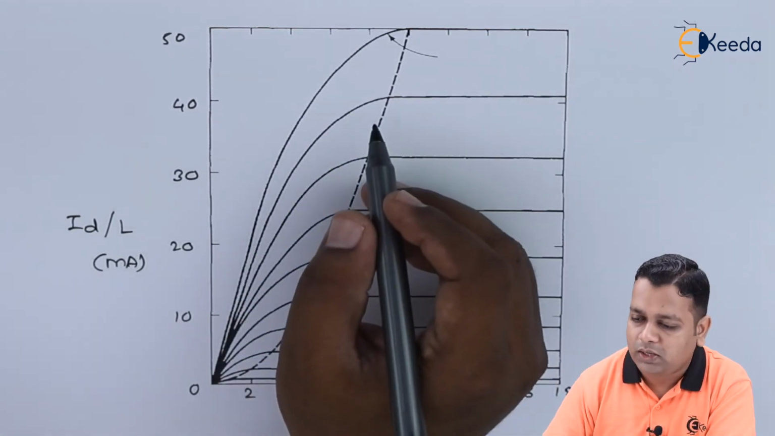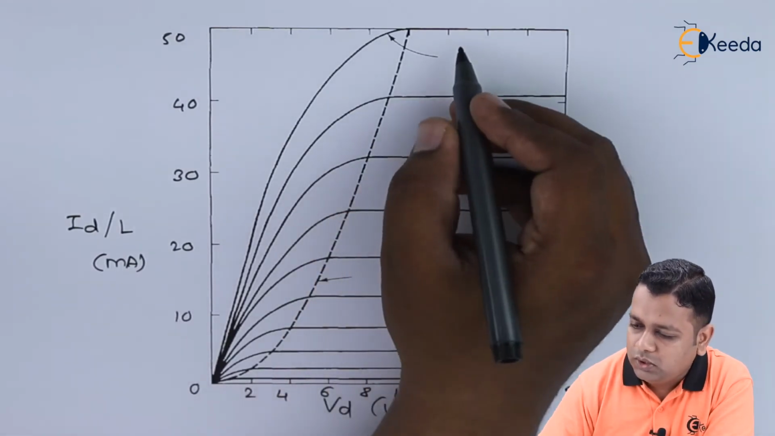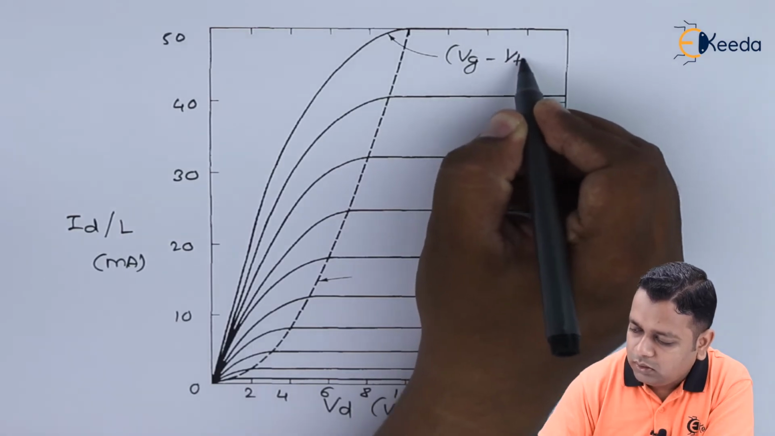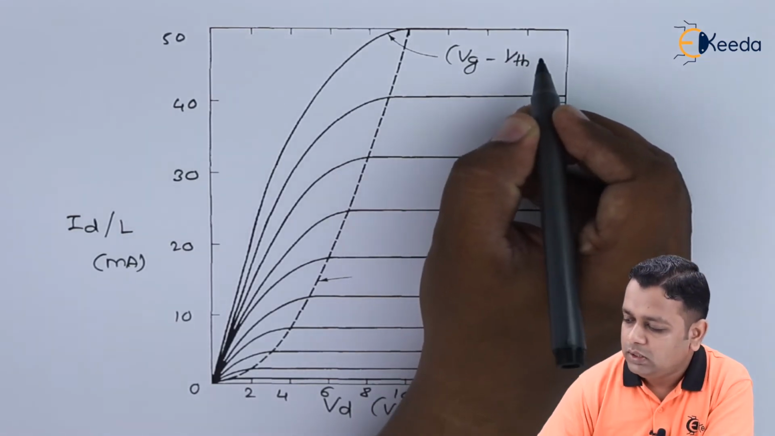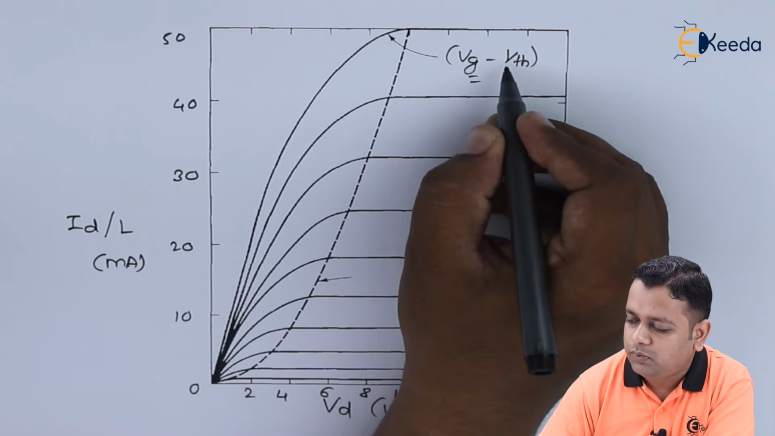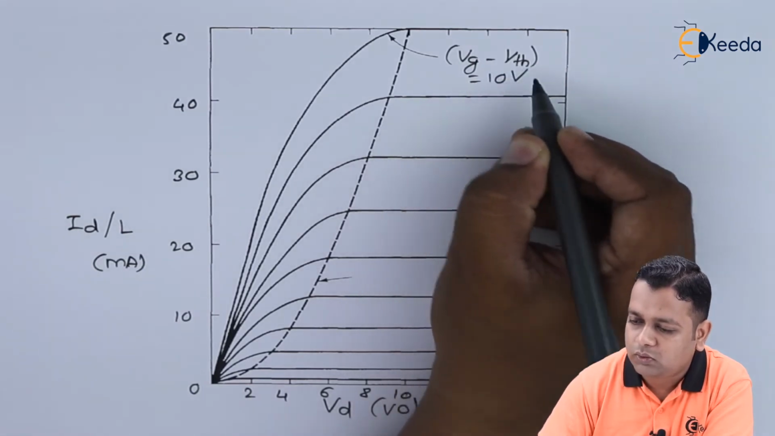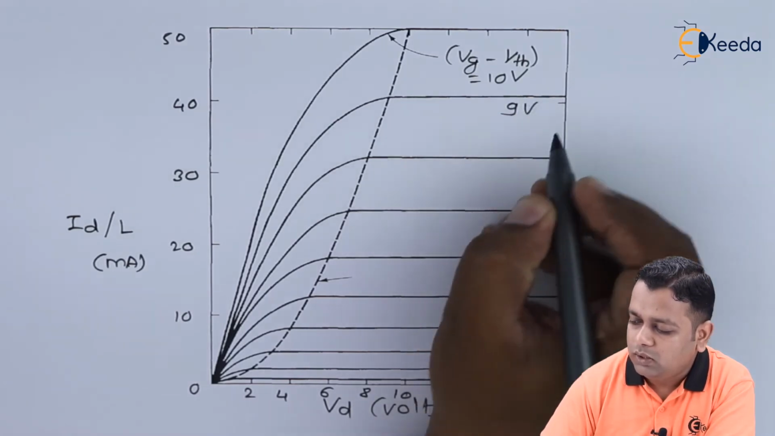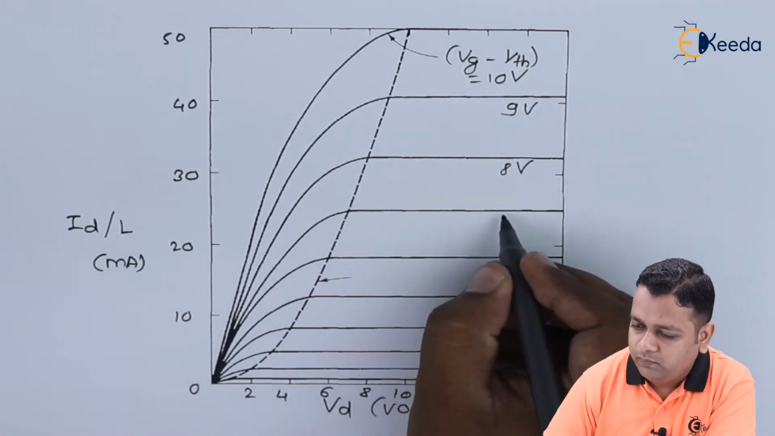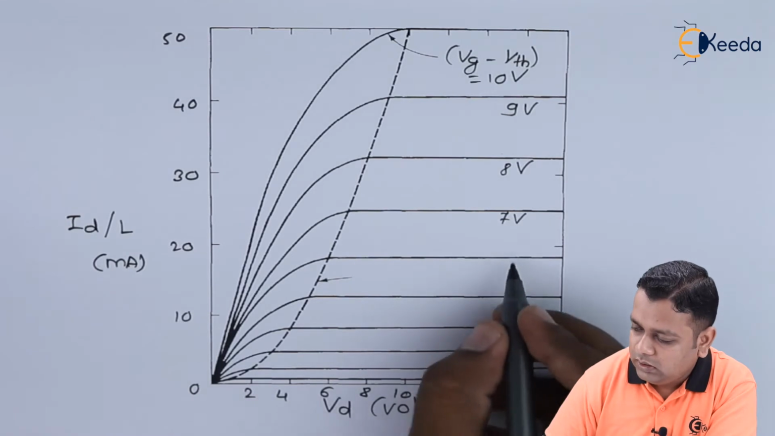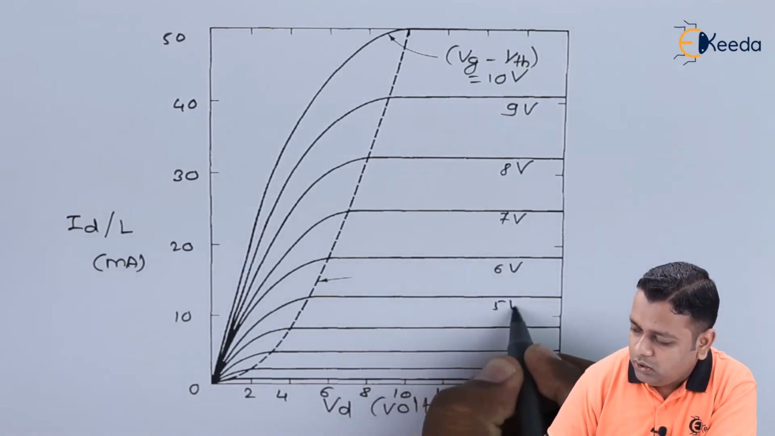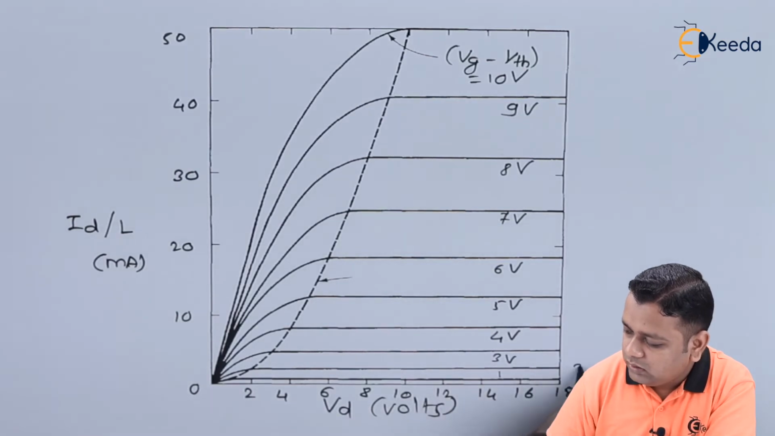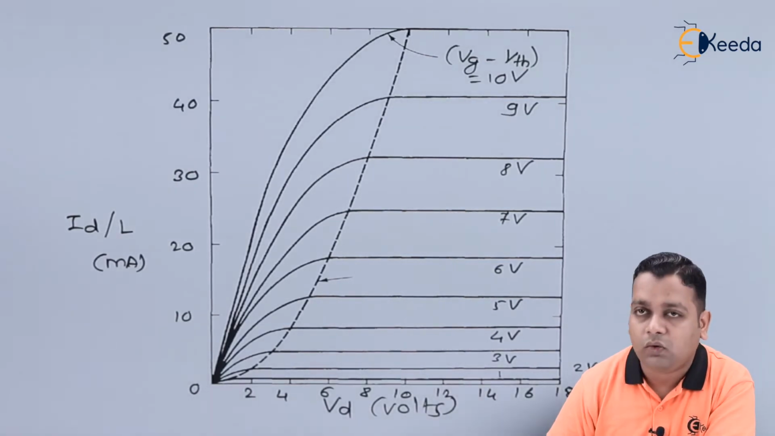These various curves are with respect to the difference of the gate voltage Vg and the threshold voltage Vth. Initially we have the difference Vg minus Vth equal to 10 volts. Then we lower it down: 9 volts, 8 volts, then 7 volts, 6 volts, 5 volts, 4 volts. Next to that, we have 3 volts, then 2 volts and 1 volt.